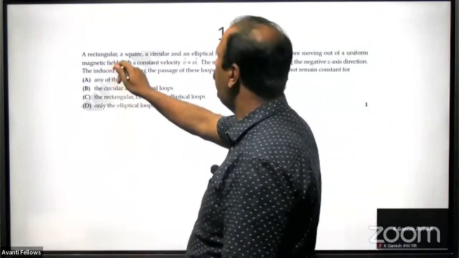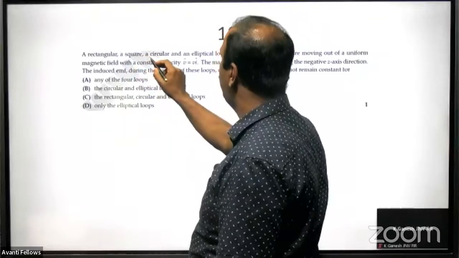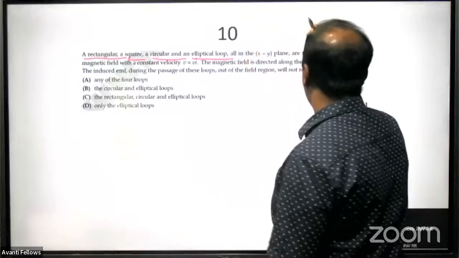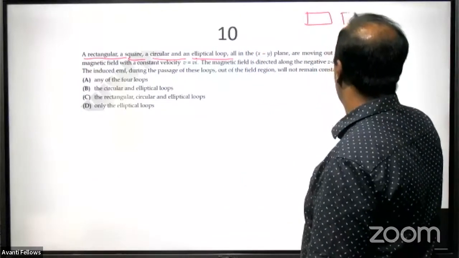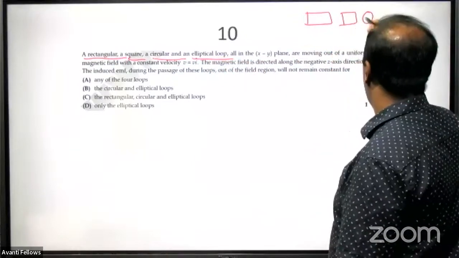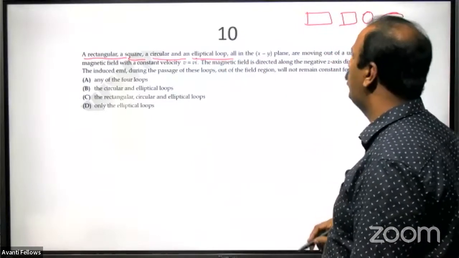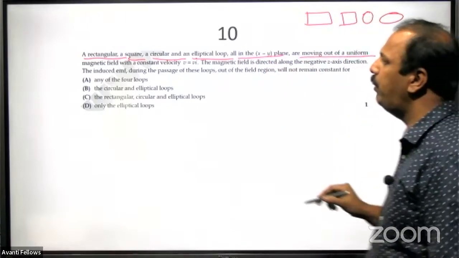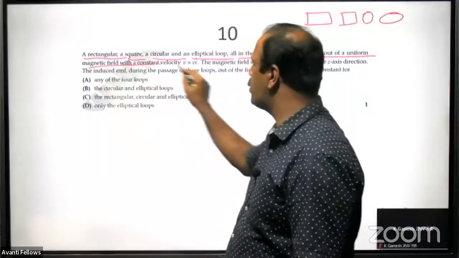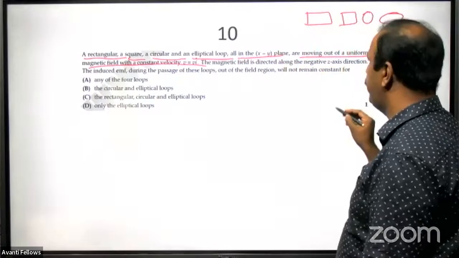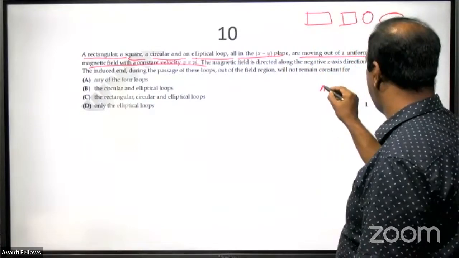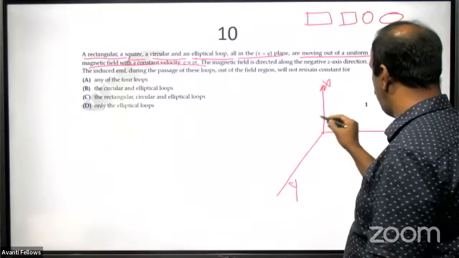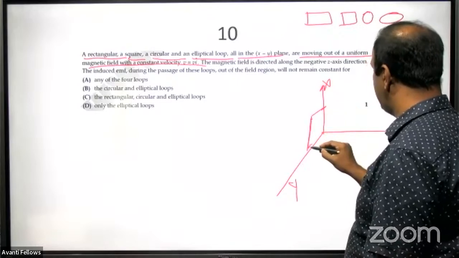A rectangular, a square, a circular, and an elliptical loop. So we have different loops. One is a rectangle, another a square, another a circle, and another an ellipse. So we have different types of loops, all in the XY plane, all in the same plane, moving out from a uniform magnetic field with constant velocity. Let this be X, this be Y. If it is a square, it will be like this, in the XY plane only.